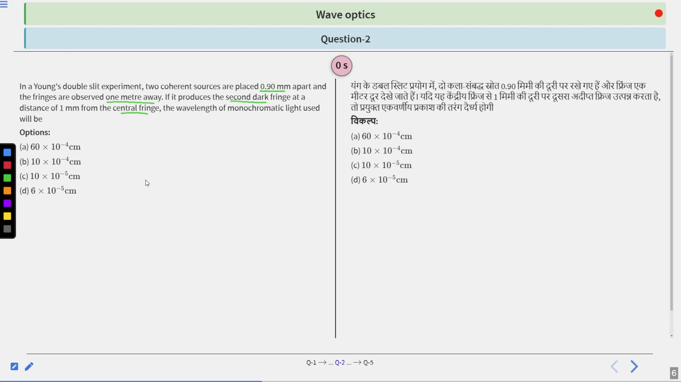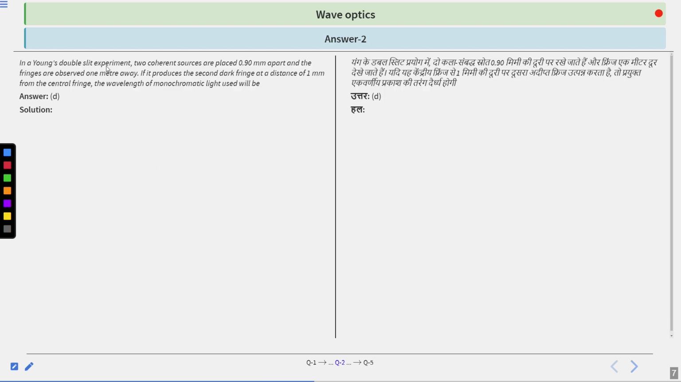I hope you have solved this question. Now let's see the solution. In a Young's double slit experiment, two coherent sources are placed 0.90 mm apart and the fringes are observed 1 meter away. If the second dark fringe is produced at a distance of 1 mm from the central fringe, the wavelength of the monochromatic light used will be what? So we have to find the wavelength of the monochromatic light used.